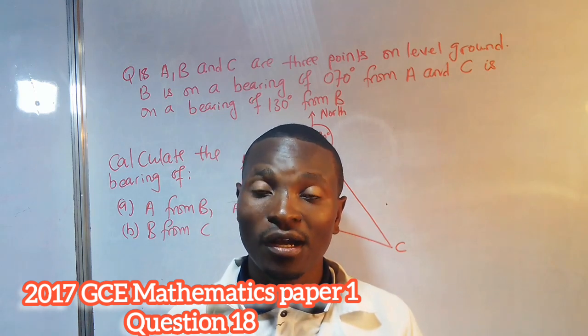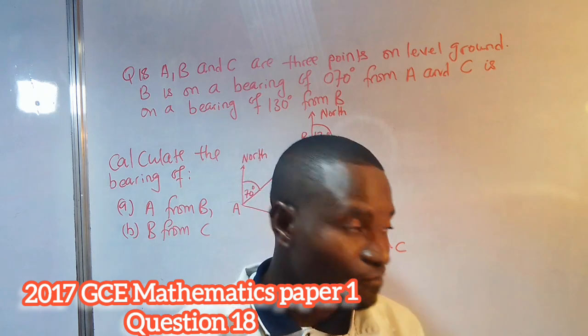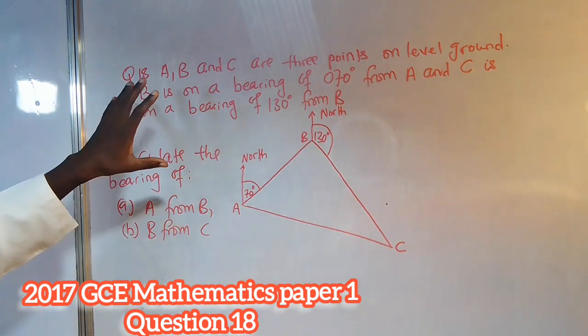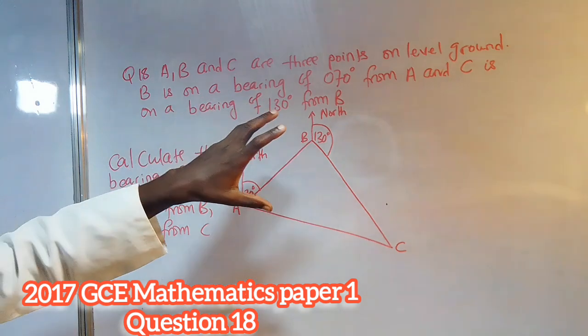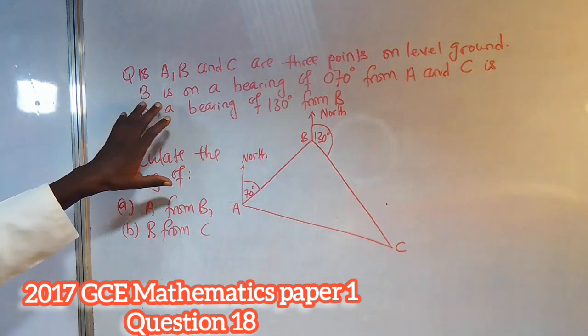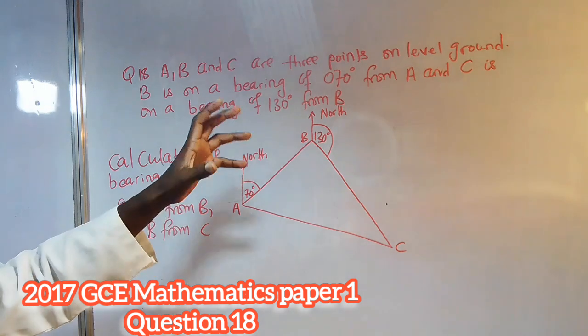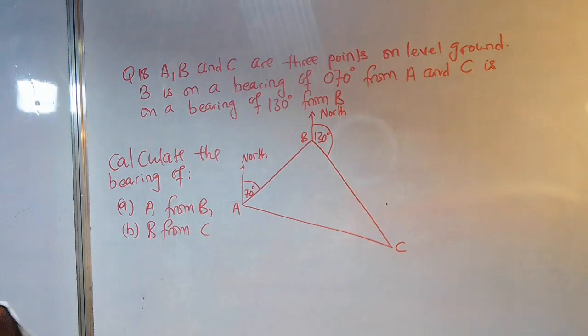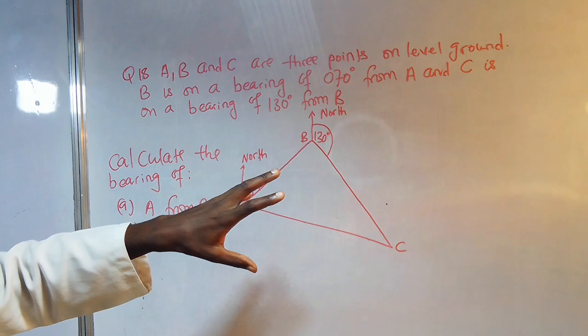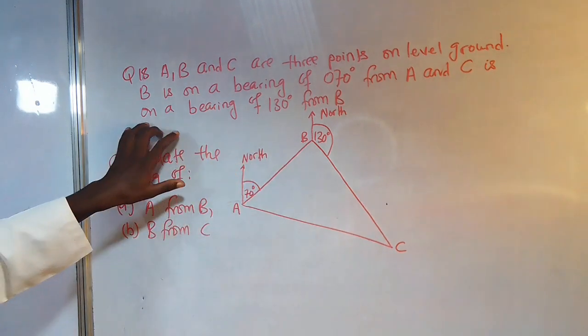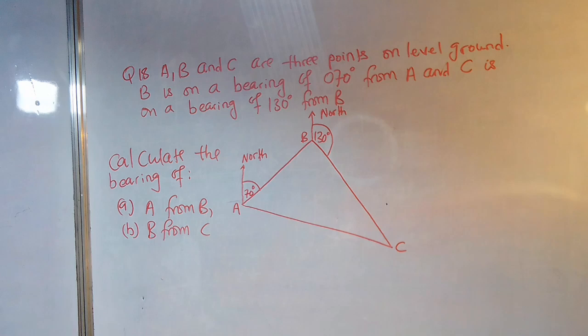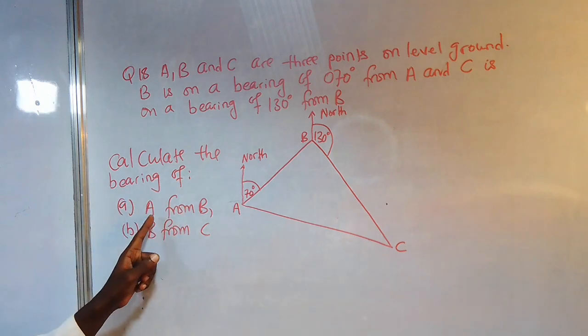So without much further ado, let us dive into this question. The question says A, B, and C are 3 points on level ground. B is on a bearing of 070 degrees from A, and C is on a bearing of 130 from B. Calculate the bearing of A from B.